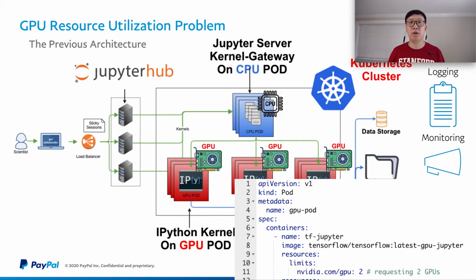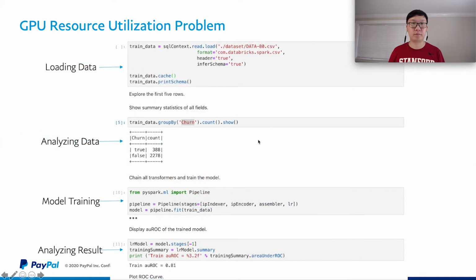A pod YAML may be created like this. You can see it's trying to allocate several GPU resources from the cluster. And the TensorFlow kernel will run inside this pod. Here is a typical model training notebook. You can see it's trying to load some data. It's trying to analyze the data, and the user may spend some time to analyze the result and also edit the code.